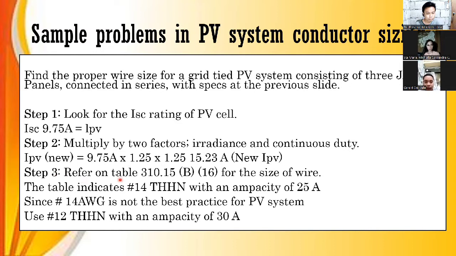Step 3, for the size of wire, the table indicates number 14. So the size the problem is looking for is number 14 THHN with ampacity of 25 amperes. Since number 14 AWG is not the best practice for a PV system, use number 12 THHN with ampacity of 30 amperes. So next po.